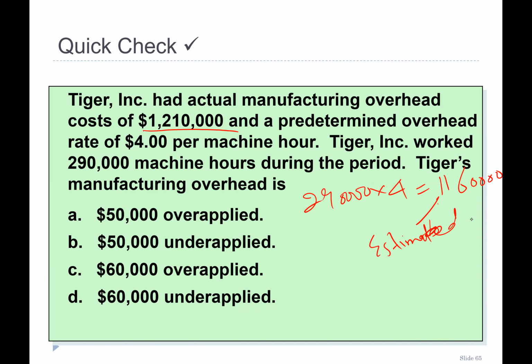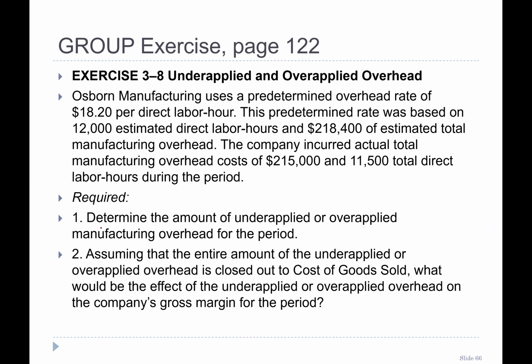Now your estimated is less and your actual is higher. It means you underestimated. So we call this under applied. So that's why B is the answer. Well done, everyone. Now I'm making a group breakout activity. Please take a picture and then solve this question together. I'm going to give you 20 minutes to do that.